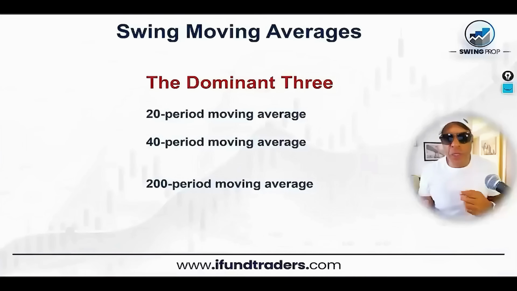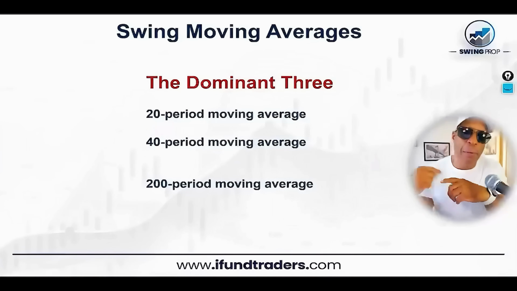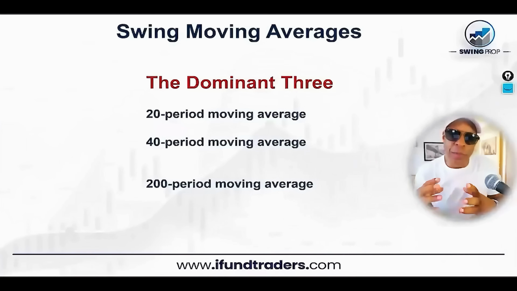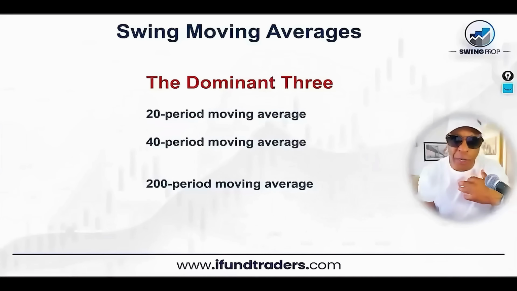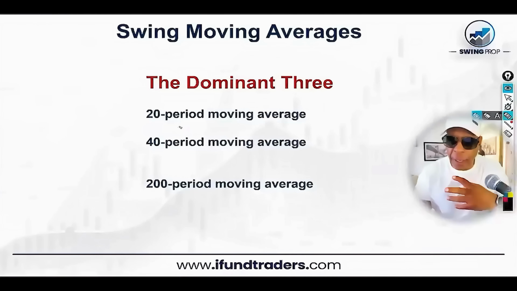Let's talk about this for a second, all right? So when we're swing trading, the 200-period moving average is still one of the dominant three, but we actually bring in the 40-period moving average. And so the two most dominant moving averages that I use for swing trading are the 20-period moving average and the 40-period moving average as a buddy system. When I'm day trading, the buddy system is more the 20 and the 200. All right? I don't need that middle one so much when day trading.